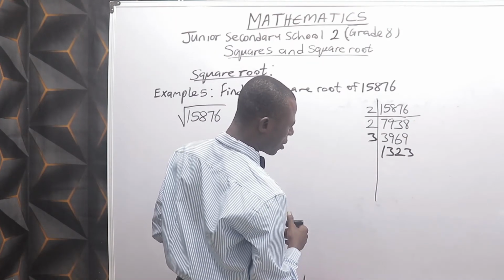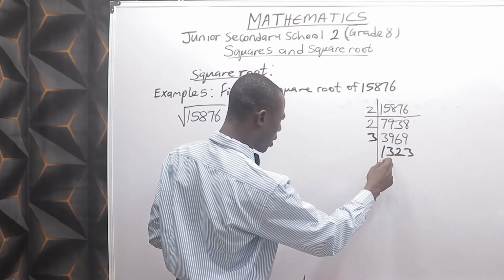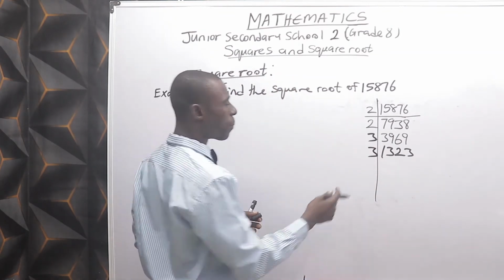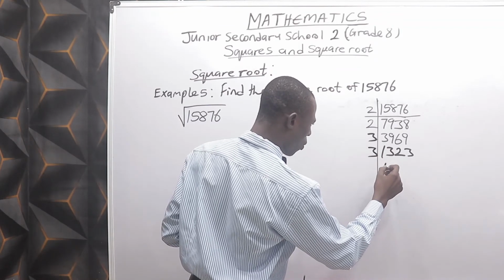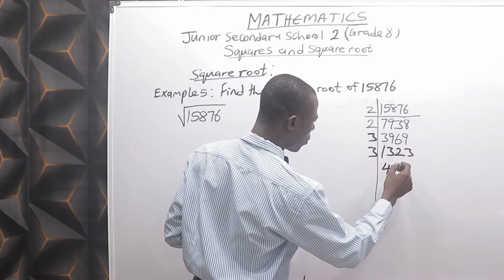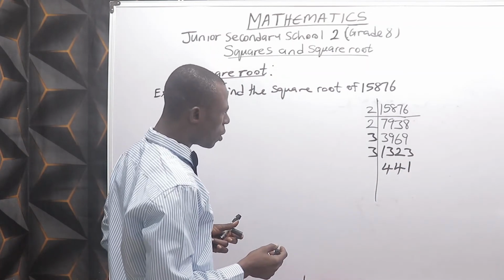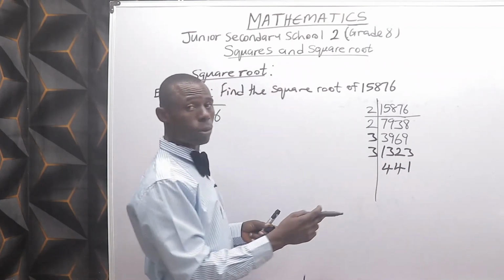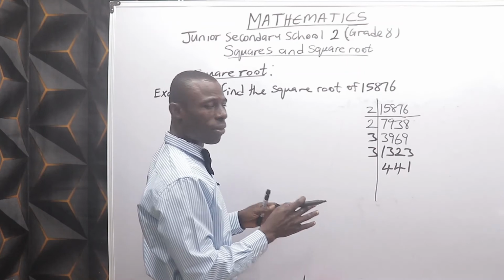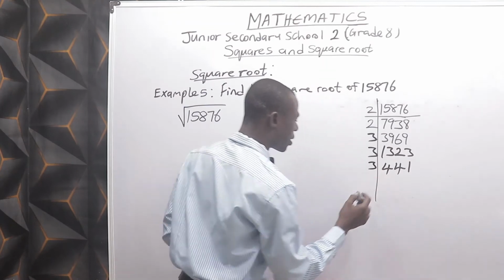Let's see if 3 can still divide this. 3 plus 2, 5. Plus 3, that's 8. Plus 1, 9. 3 can divide it because 9 is divisible by 3. So 3 in 13, that is 4. Remains 1. In 12, 4 again. In 3, 1. What else can divide this? 3 can go because 4 plus 4 is 8. Plus 1 is 9. 9 is divisible by 3. We can see the application of rules of divisibility here. So 3 can still divide.